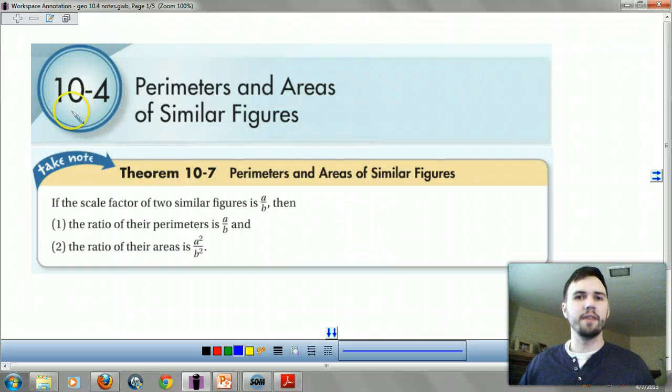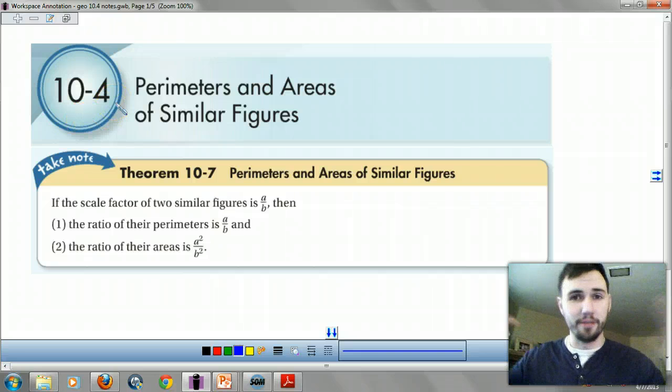Today we are looking at 10-4 perimeters and areas of similar figures.